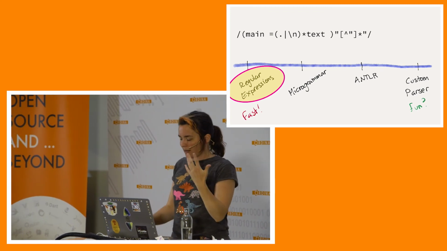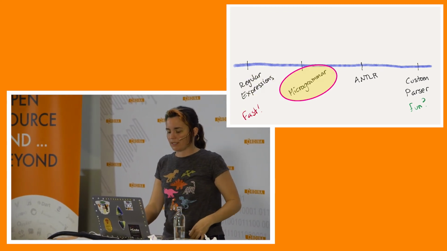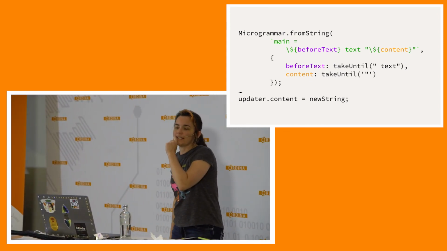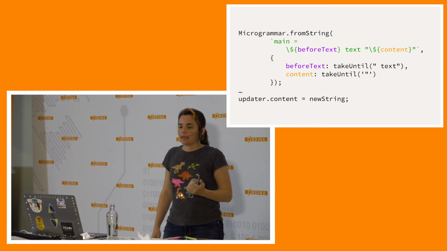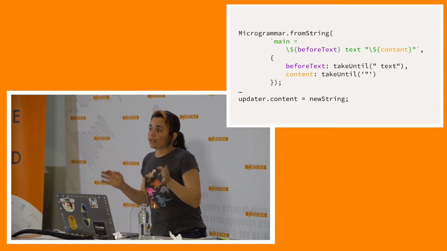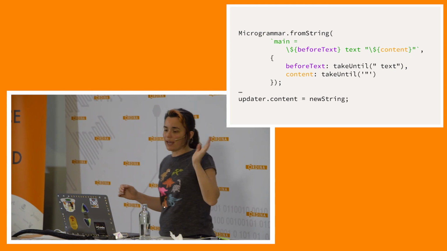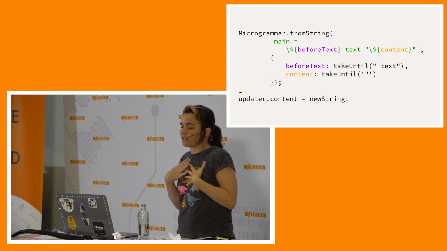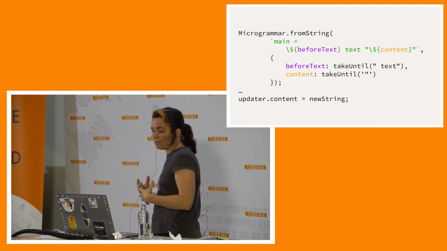And then when I do that, I have to say like $1 in the replacement. Here's the microgrammar for that, and we're still working on the syntax. It's going to be better, but the idea being I can give it a string, and that string looks like what I'm trying to match. So it says main equals, and then I've got this little call out of the before text because I need to save that piece potentially.